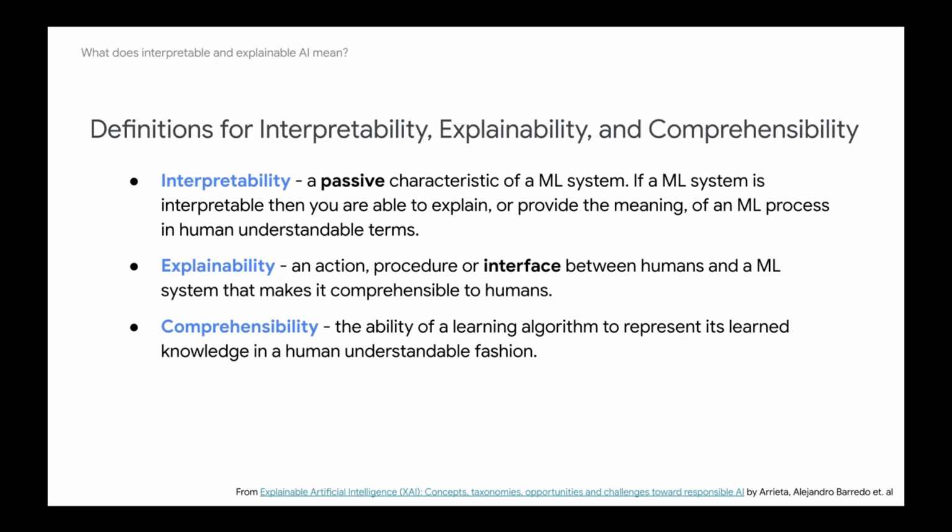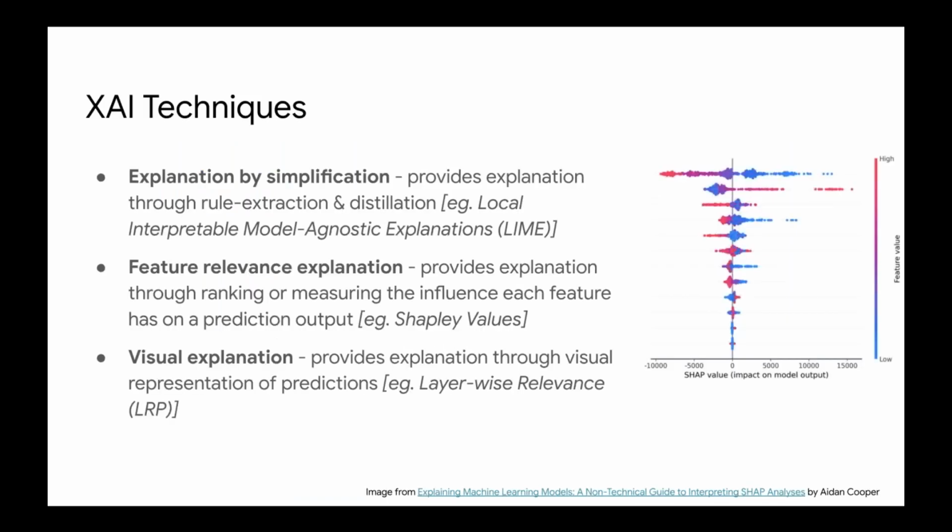And then there's also this term comprehensibility. In this particular paper, they described it as a learning algorithm being able to represent what it knows, what it's learned, in a human understandable fashion. There are lots of different techniques, and I won't go into the details of all of these, but there's explanation by simplification, or one that many of us are probably familiar with, feature relevance. If you look over on the right, there's an image of Shapley values, so looking at feature attributions.